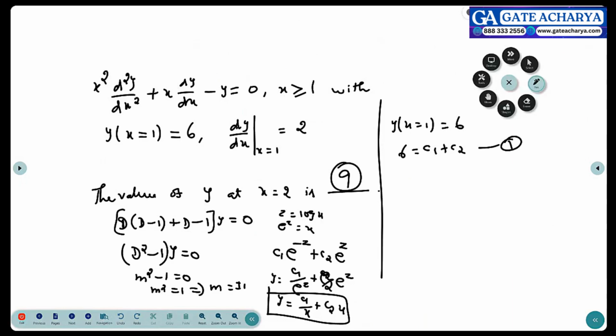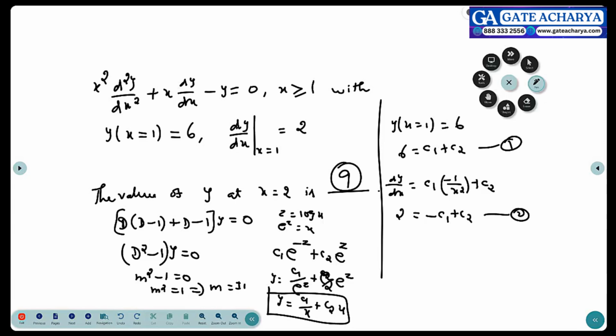Second, we differentiate this. dy by dx is equal to c1 times the derivative of 1 by x, which is minus 1 by x square, plus c2 times the derivative of x, which is 1. Then apply the condition: when x equal to 1, the derivative becomes 2. So 2 is equal to minus c1 plus c2. This is equation 2.